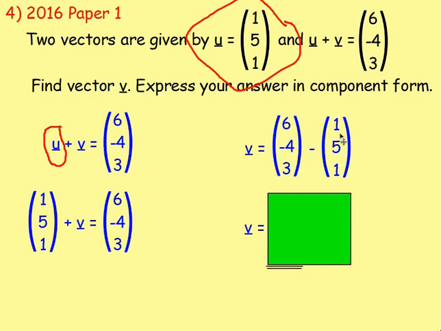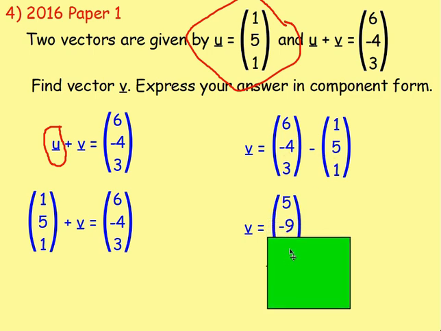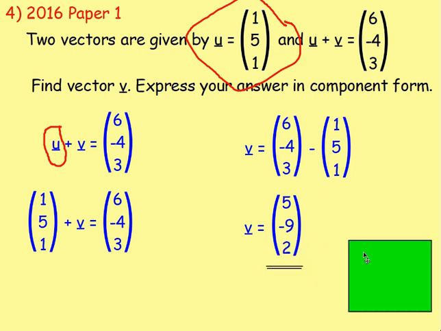And if we've got one vector minus the other, we subtract the x components, subtract the y components, and subtract the z components. So 6 take away 1, we know that. -4 take away 5, you're going further down into the negatives. And 3 take away 1 is 2. Meaning that vector v will have the components 5, -9, 2.